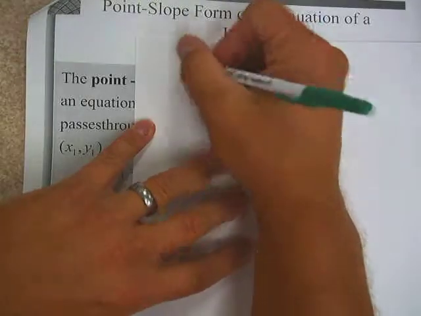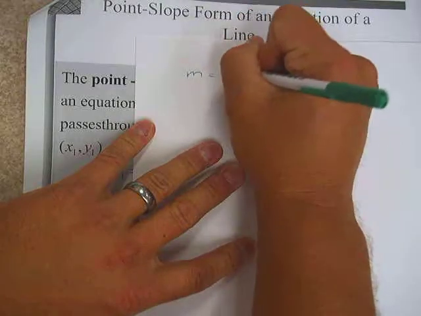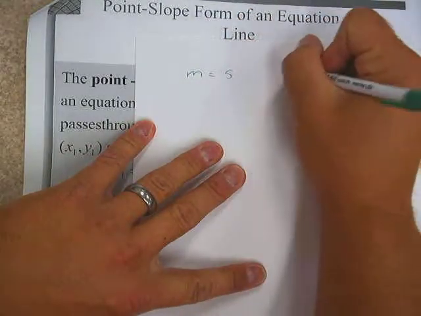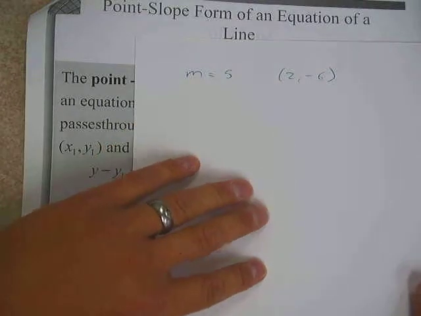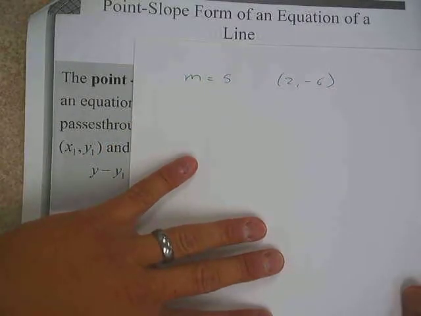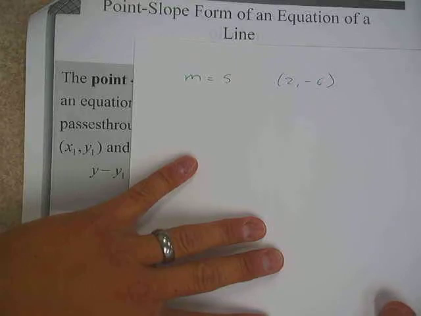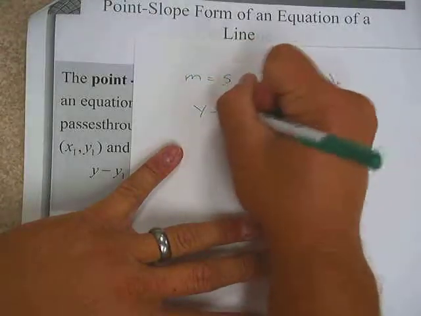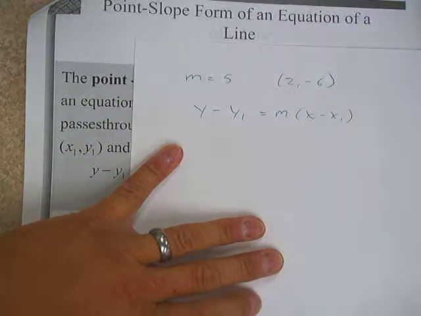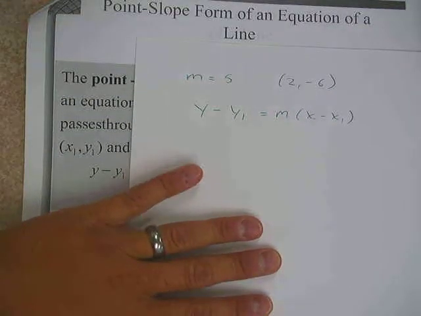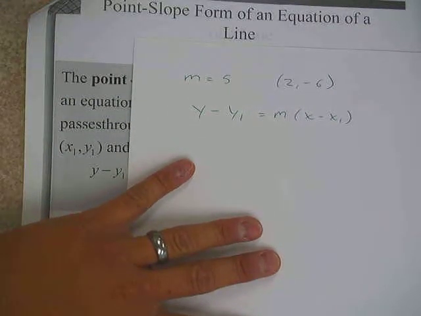We might be given a set of information like m equals 5, and then the line goes through the point 2, negative 6. Okay? And our question is going to be, write that equation in point-slope form. Okay? So here's what I would do every time. I'd write down the general formula, and then just fill in the blanks.